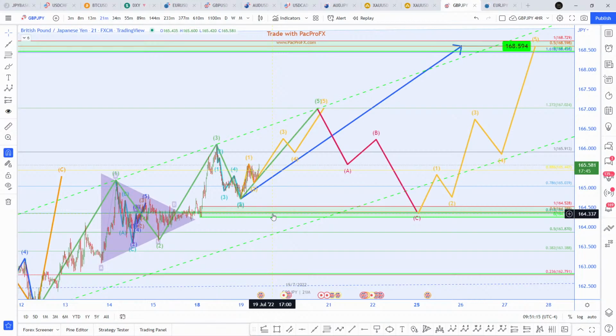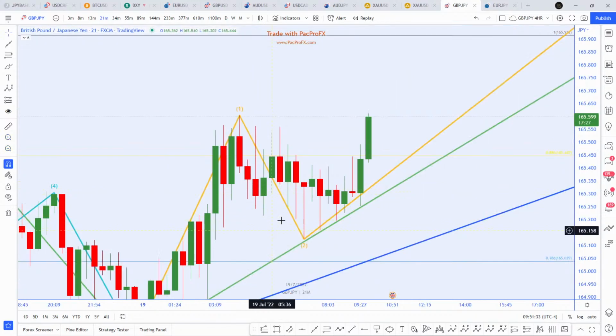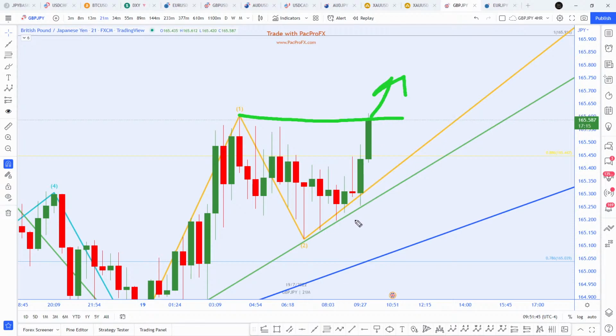Great British Pound, Japanese Yen is actually going up. It looks like wave 3. So it's taking out that high right there. Trying to take it out. As soon as it takes out this high here, then it's confirmed that it will be moving higher. These nice bullish candles here are already confirmation that it's moving higher.